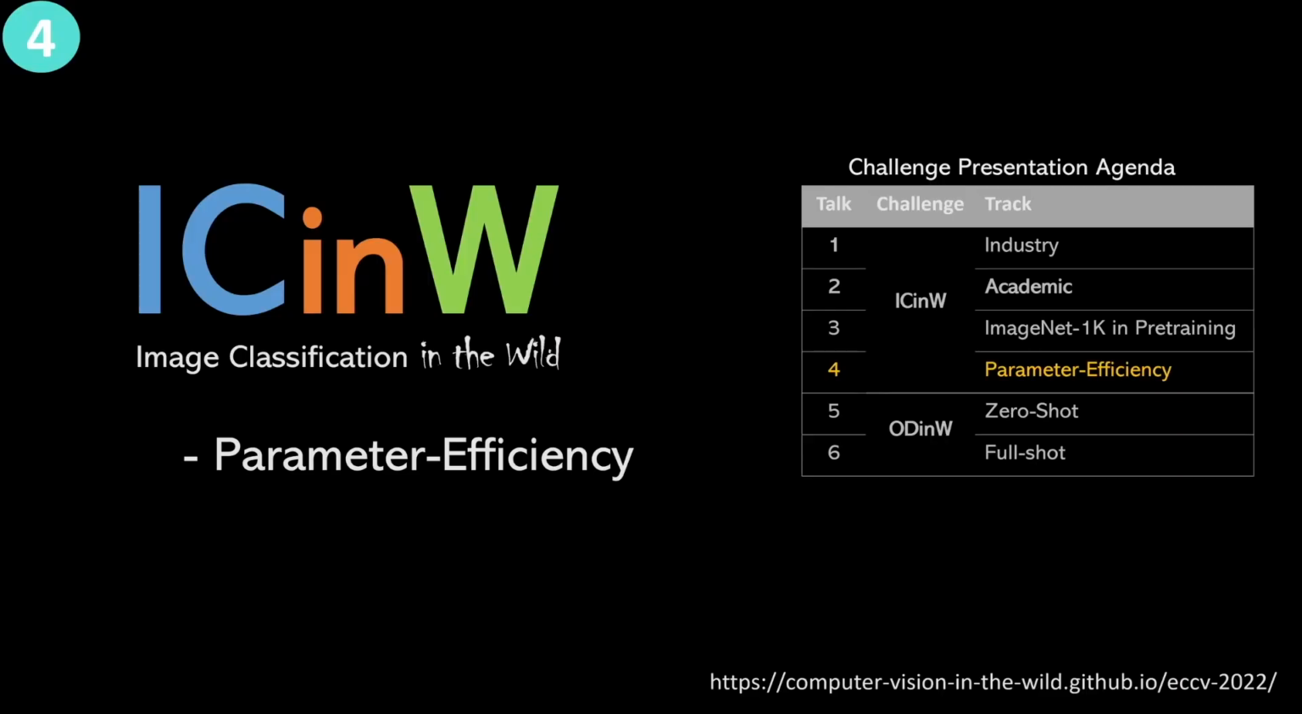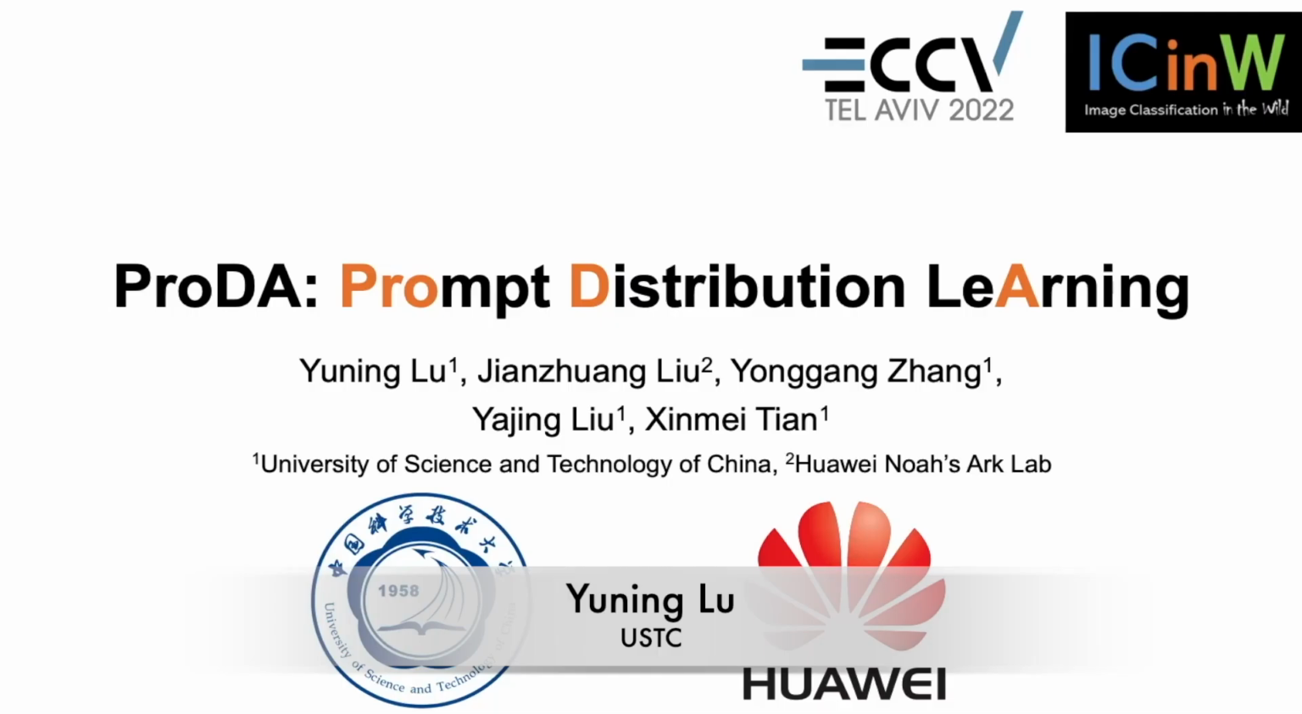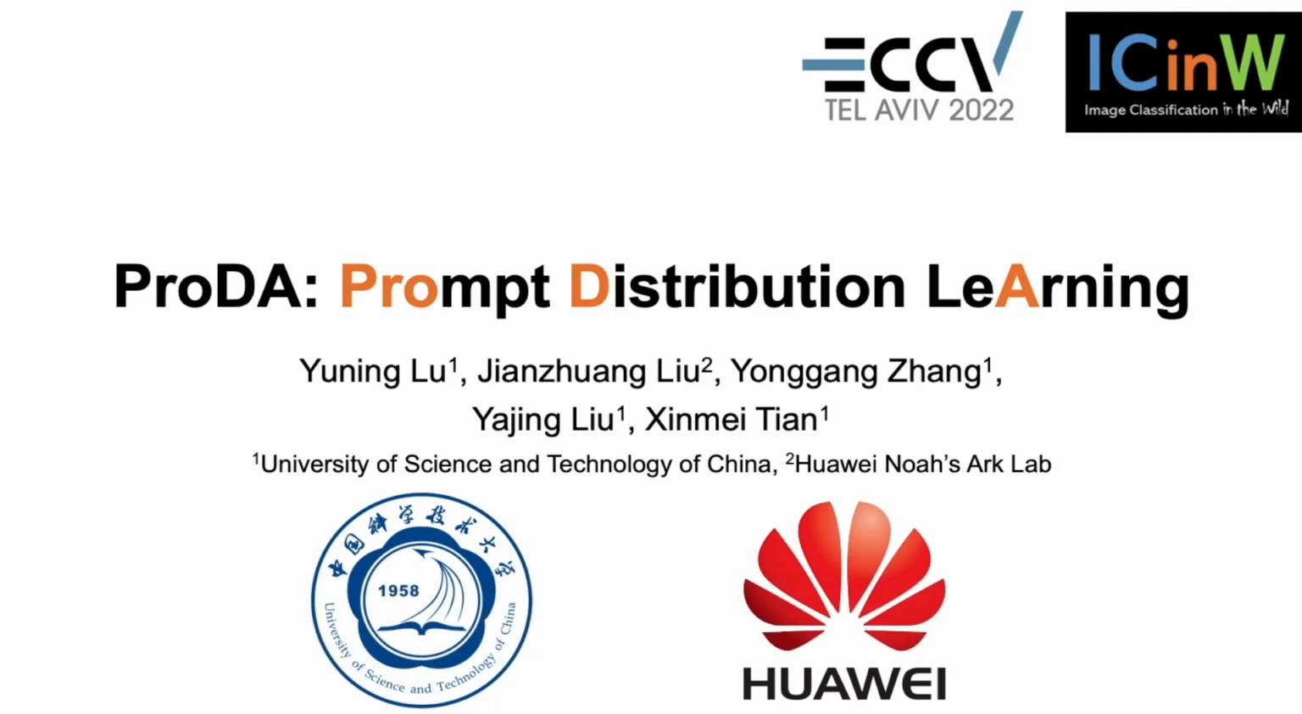Here is the presentation in the parameter efficiency track of the Image Classification in the Wild challenge. Hello, everyone. I am Yuning Liu from the University of Science and Technology of China. I am happy to present our work, ProDA, Prompt Distribution Learning, at the ECCV workshop. This work was done during an internship at Huawei Noah's Ark Lab.